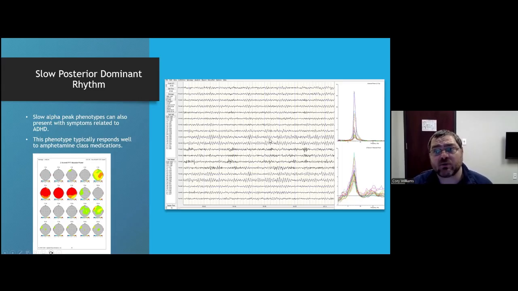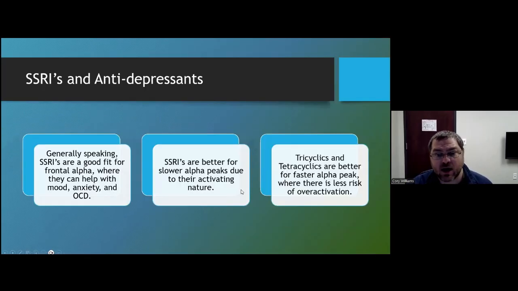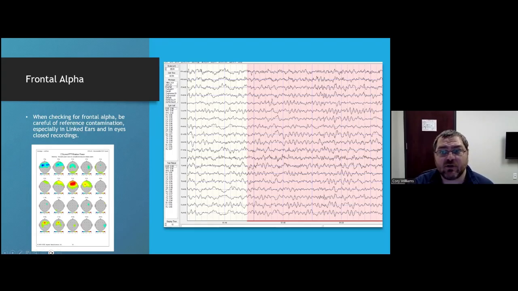But if they come in and they have this frontal alpha that's driving some OCD and anxiety-like symptoms, then maybe we want to go with the SSRI, which is going to activate their alpha peak just a little bit. Tricyclics and tetracyclics are a little bit better for people who already have a fast alpha peak because we don't want to overactivate them anymore, okay? So we can look at what this looks like. What we're talking about here is frontal alpha. We'll see again in the raw EEG up here, this is what we're talking about. In the spectral maps, you can see this one pretty clearly, 7 hertz, 8 hertz, 9 hertz. We've got it all up front, right?